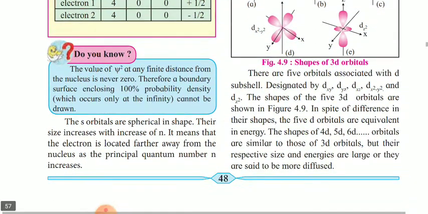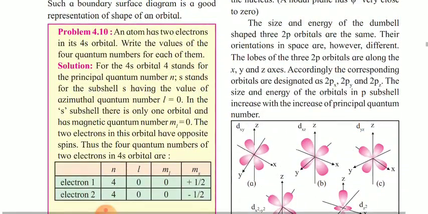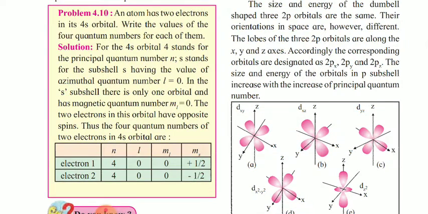Now students, along with this, some problems are also asked in your exam, like this: if an atom has 2 electrons in its 4s orbital, then what we have to write is the values of the 4 quantum numbers for each of them. So this is the solution for it.